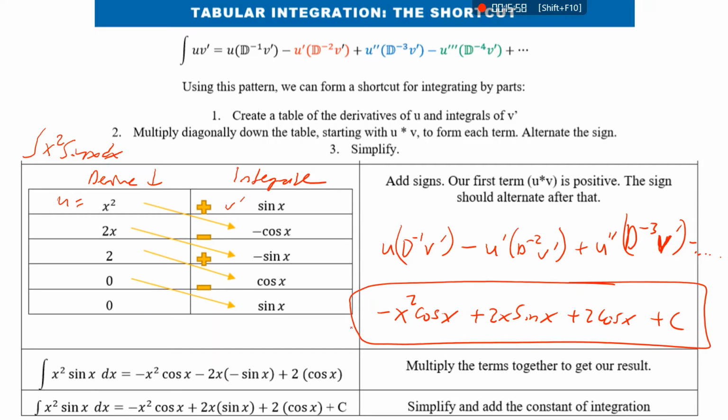Okay, any questions on tabular integration? Why is it not sine x before minus x squared cosine x? Because in our integration by parts formula, when we integrate uv prime, our first term is uv, so there's never a v prime. Oh, okay. So we actually don't need the sine x if I'm going to create my table. Okay, good question. Anything else?